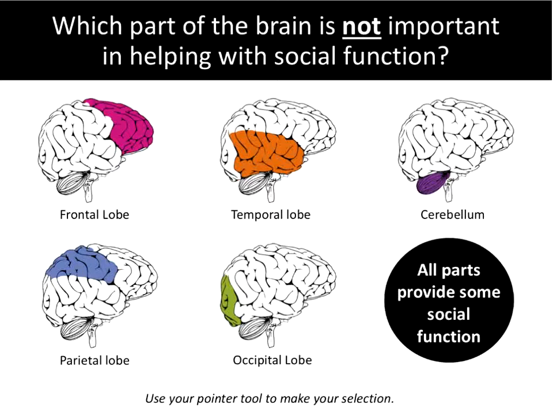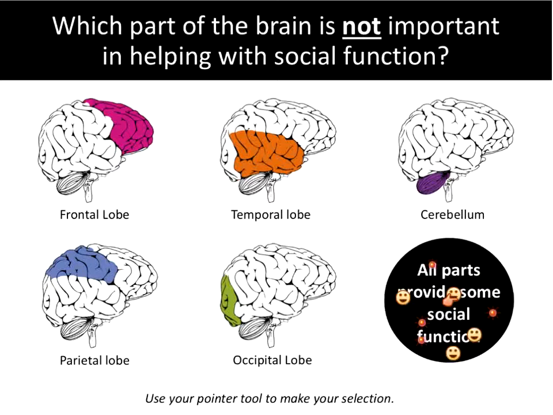Frontal lobe. Oh, sorry. Go ahead. Dr. Harrington, just to remind them, you can use your pointer tool again, the same tool you just used, to drop an icon on the answer. So whichever part of the brain you think fits the answer, or if you think all parts provide some social function, drop your pointer in the black circle. So go ahead, Dr. Harrington. Sorry about that.